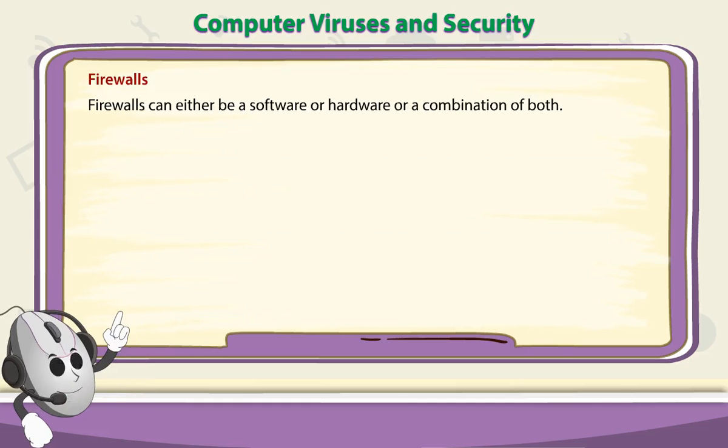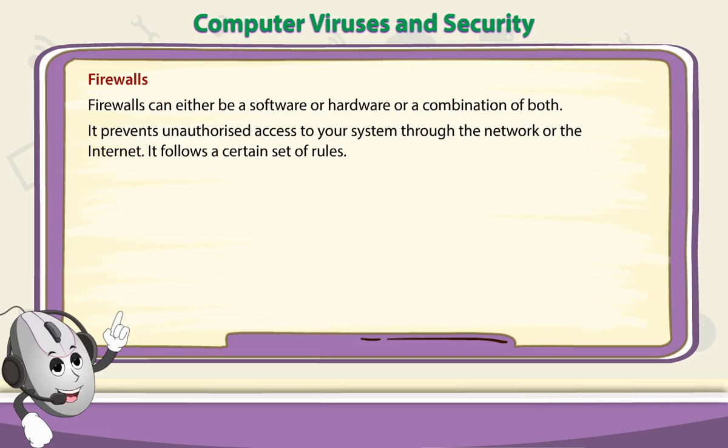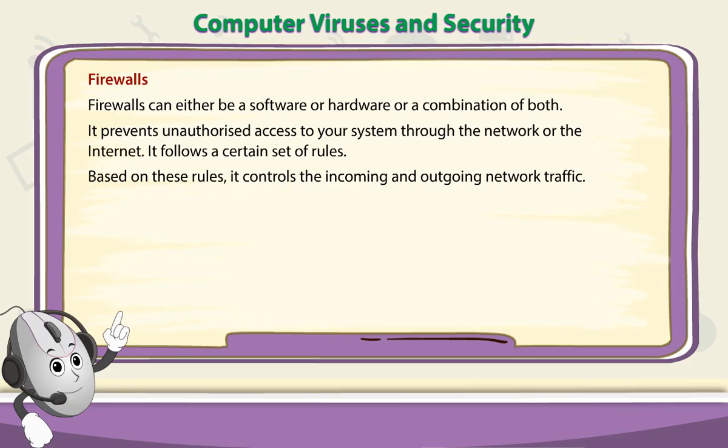Firewalls. Firewalls can either be a software or hardware or a combination of both. It prevents unauthorized access to your system through the network or the internet. It follows a certain set of rules. Based on these rules, it controls the incoming and outgoing network traffic.